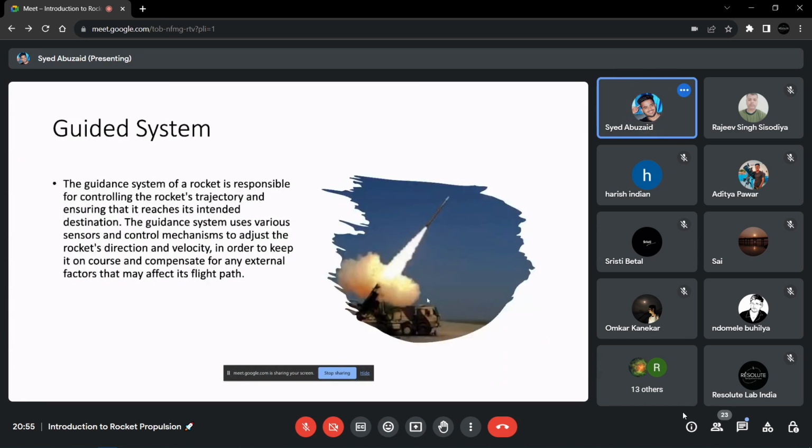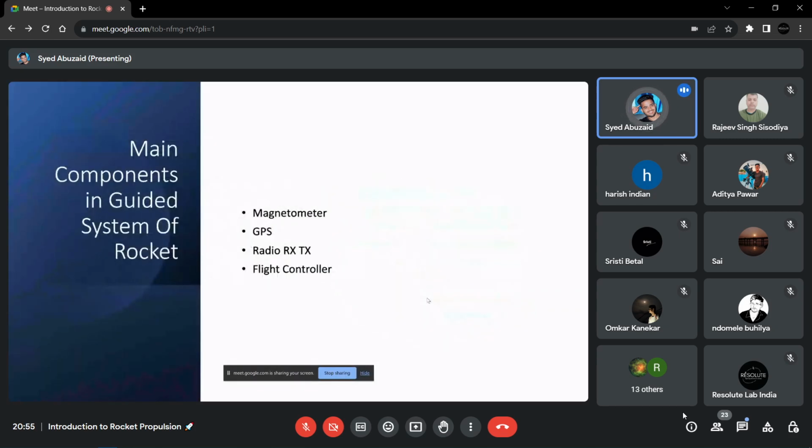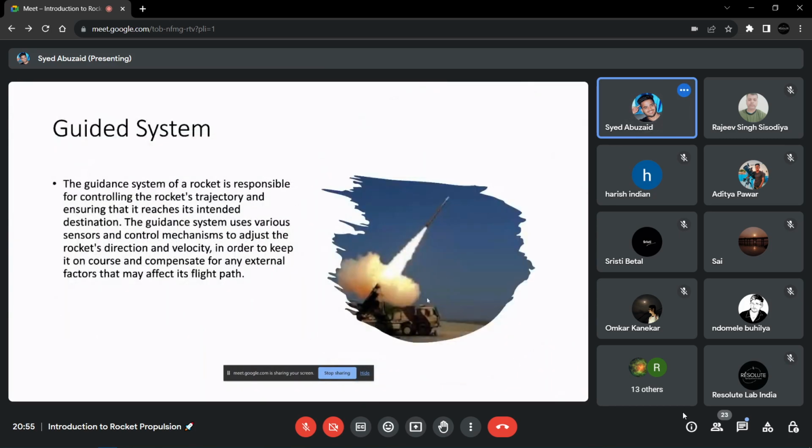So let's know about the guidance system, then I'll tell you about that. The guidance system of the rocket is responsible for controlling the rocket's trajectory and ensuring that it reaches its intended destination. So inside the guidance system, we give some latitude and longitude numbers. Like nowadays in our smartphone, we are using GPS. Okay, so GPS is working like a brain.